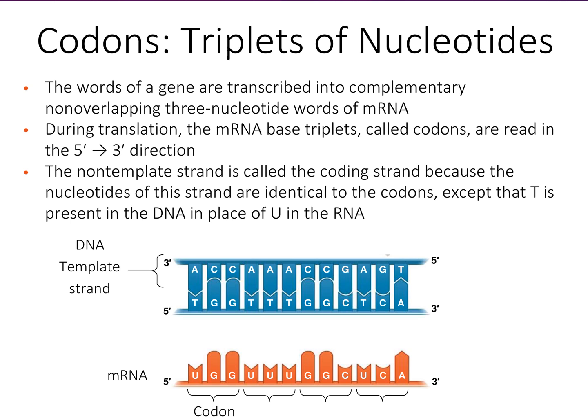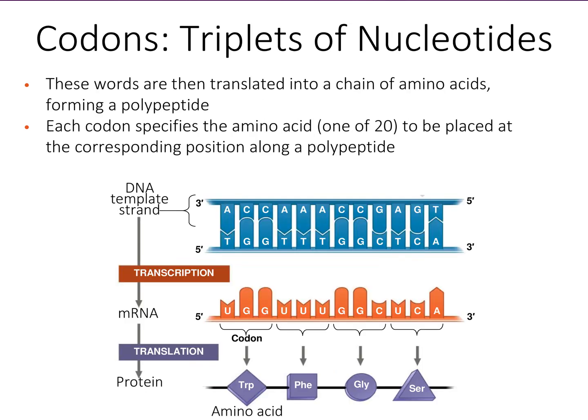During translation, the mRNA-based triplets called codons are read in a 5' to 3' direction. The non-template strand is called a coding strand because the nucleotides of this strand are identical to the codons, except that thymine is present in the DNA in place of uracil in the RNA. These words are then translated into a chain of amino acids, forming a polypeptide. Each codon specifies the amino acid, one of 20, to be placed at the corresponding position along a polypeptide.